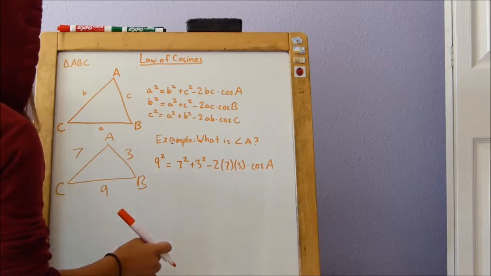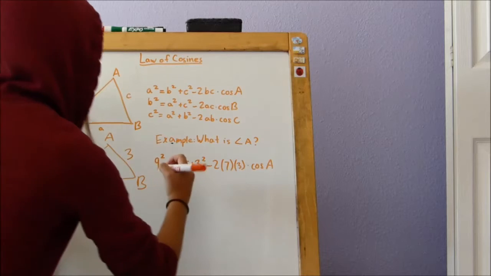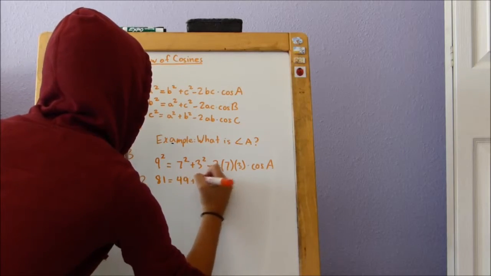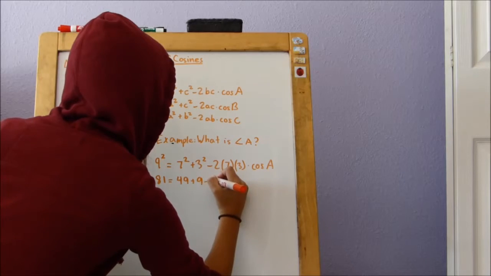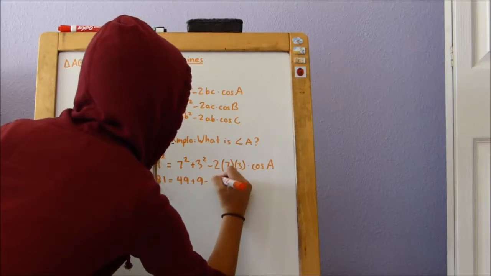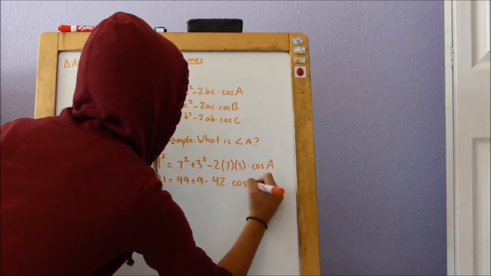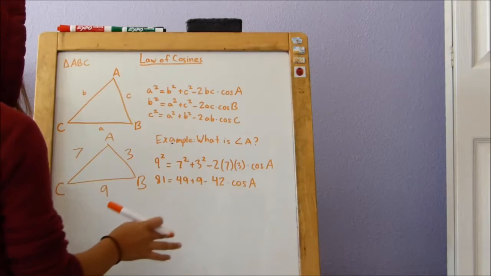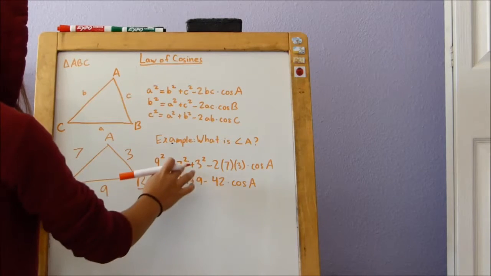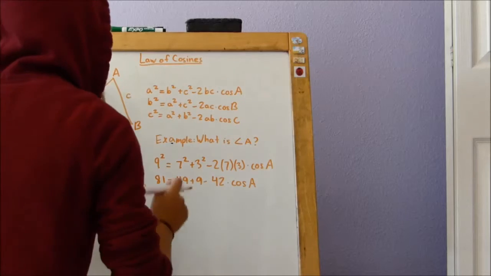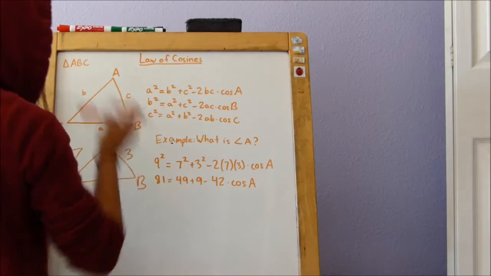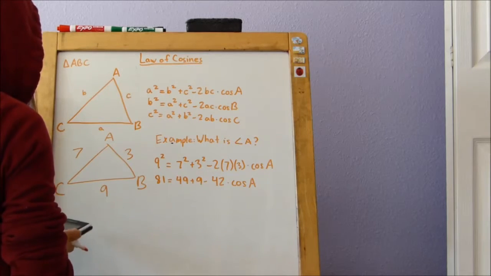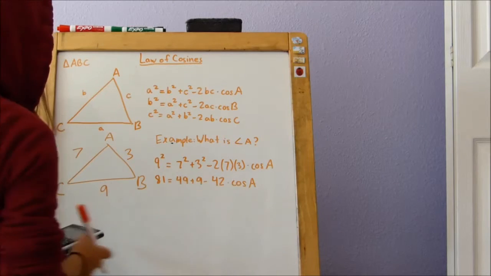Okay, so now the first step we're going to do is simplify everything. So 81 equals 49 plus 9 minus 42 times cosine of A. Here I just simplified everything so that we don't have squares and too many numbers. So now what we're going to do is subtract 49 and 9 from 81 to get everything on this side, so we can just solve for cosine.